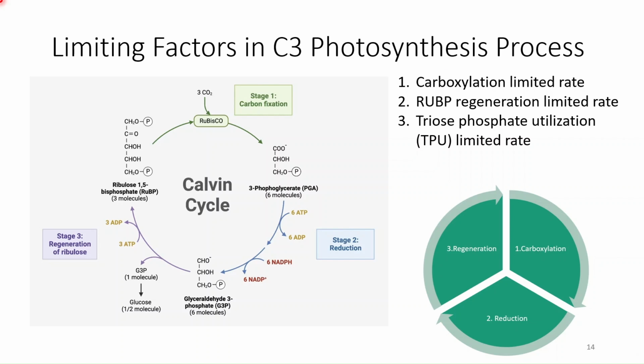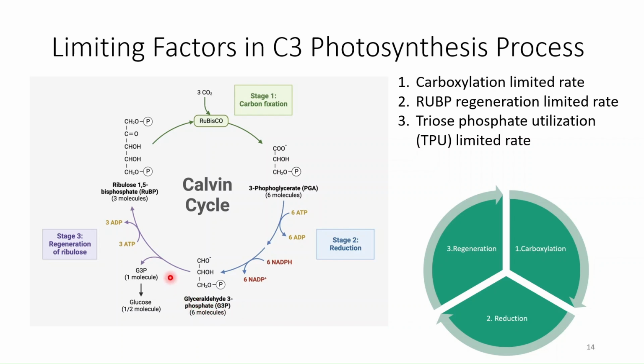If you had noticed in the Calvin cycle, we had seen carbon fixation, carboxylation, reduction, regeneration. These are the three processes that happen during the Calvin cycle. This first process, carboxylation, is one limiting factor for carbon dioxide assimilation. The second limitation we saw is the regeneration of RuBP, which also limits the net rate of carbon dioxide assimilation. And the third is triose phosphate utilization.